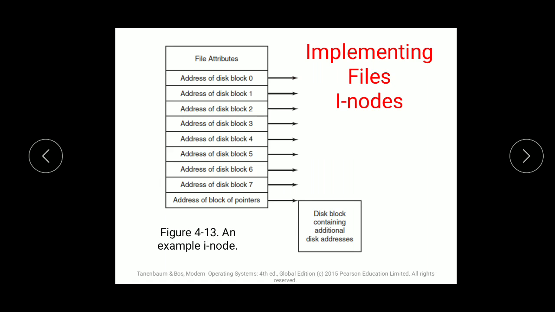Next is implementing files with inodes. An inode is a data structure. It's a proper structure format which records the attributes. It saves the file attributes and disk addresses of the file blocks. So what does an inode save? An inode saves the attributes as well as the disk addresses of each and every file.